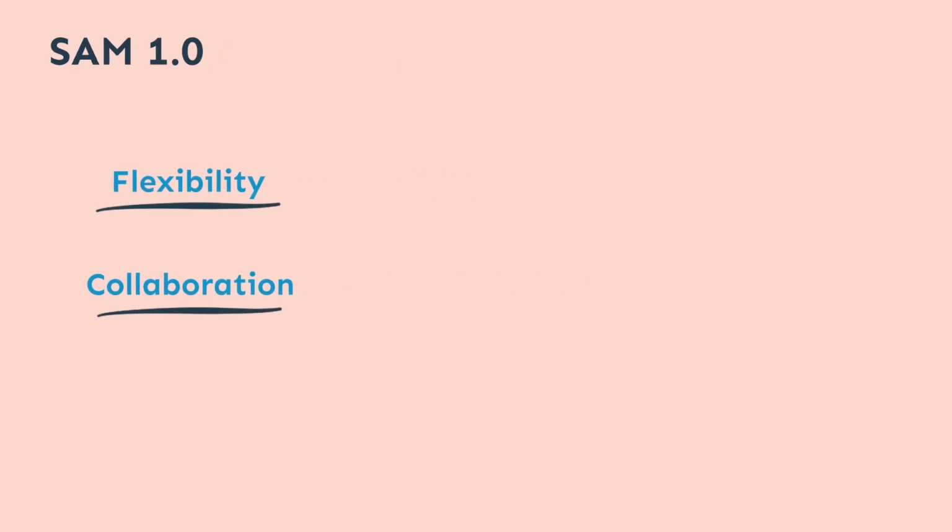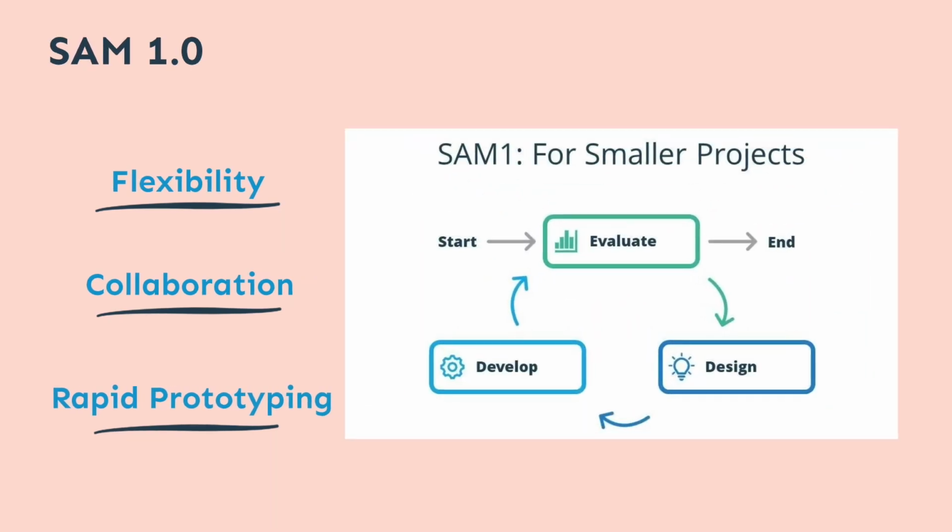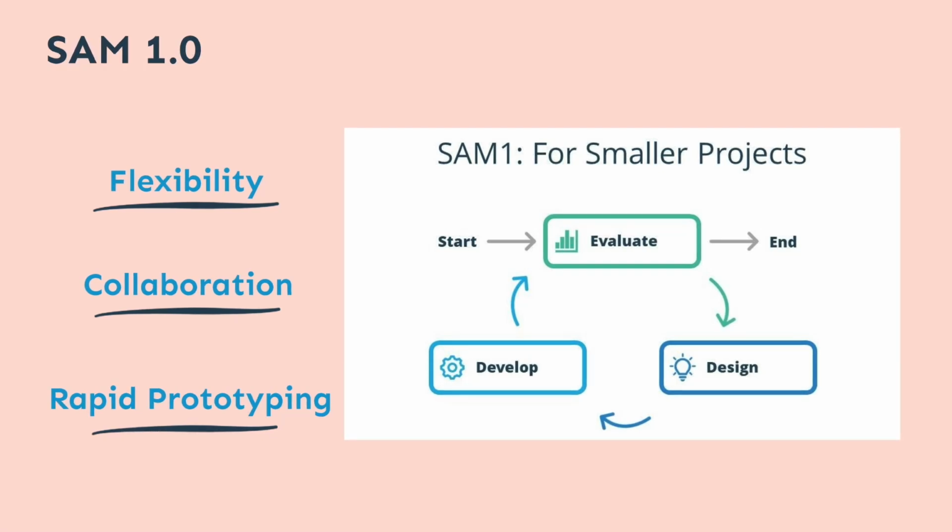Now let's look at the SAM model. SAM is an iterative instructional design approach focusing on flexibility, collaboration, and rapid prototyping. It emphasizes the continuous refinement of ideas and solutions through repeated cycles, making it ideal for dynamic projects. SAM can be scaled from basic SAM 1 to an extended SAM 2 to suit your needs. We are going to focus on SAM 1 first.